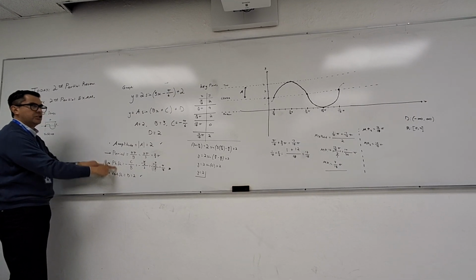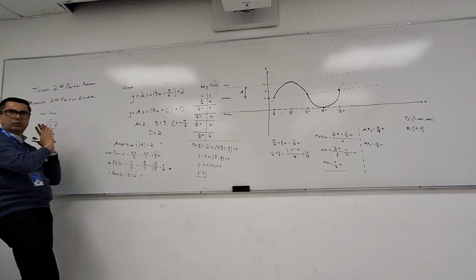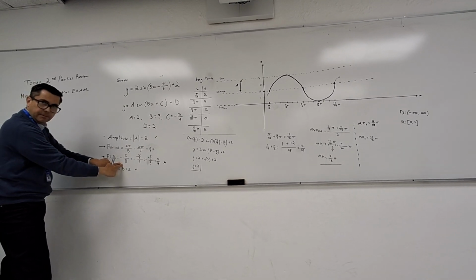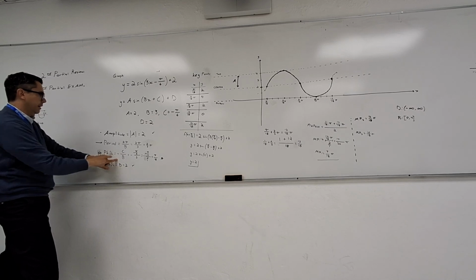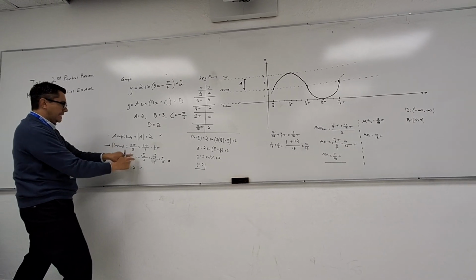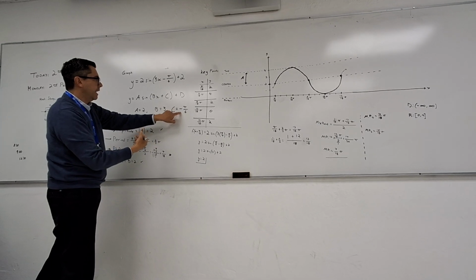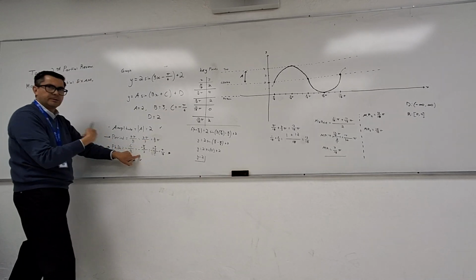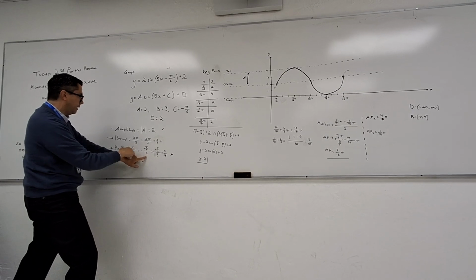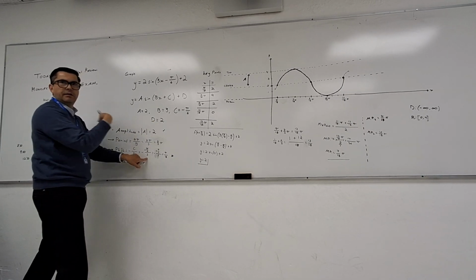Phase shift is desfasamiento. It goes to the right or to the left. The formula for the phase shift is minus c over b, always. So you put the minus right there, step by step. C is negative pi over 6. Eventually, minus times minus will be a plus. Right now I'm substituting: minus pi over 6 over b. How much is b? 3.